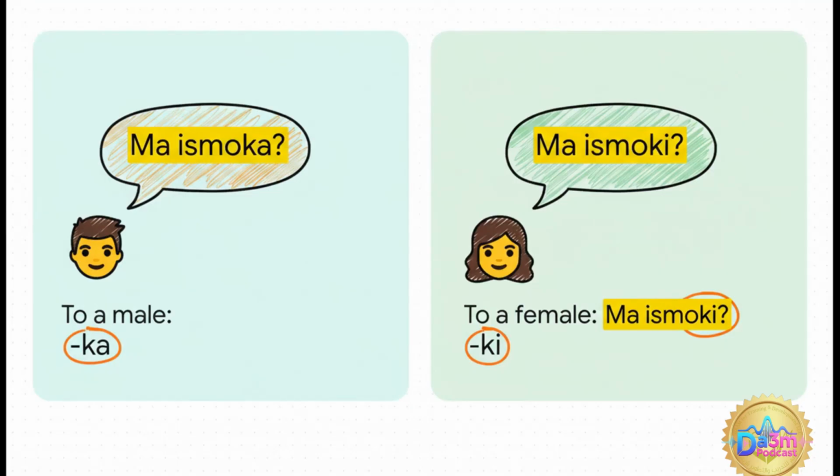Okay, so what if you're talking to a woman? This is the best part. It's such an easy change. You just swap that final suffix. So ma ismuka for a male becomes ma ismuki for a female. It's just that one little sound at the very end that makes all the difference.